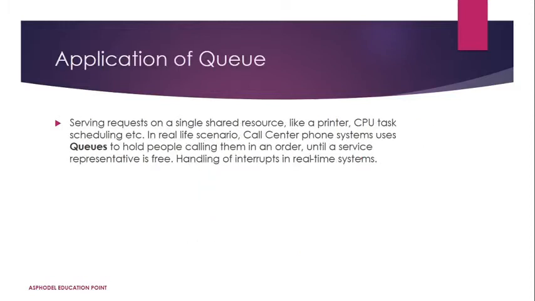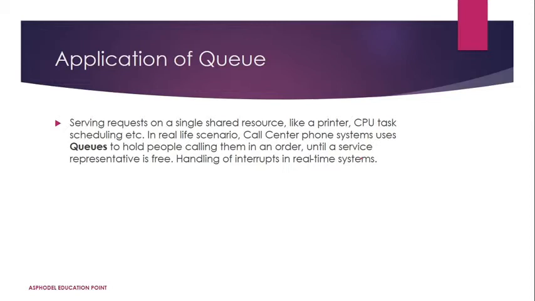Now queue has many applications. Suppose there are a lot of jobs, a lot of people within a network, trying to access a printer. Now the printing jobs will be stored in the printing buffer, in the printer buffer in the form of a queue, because the job will be completed in a serial fashion, because the printer cannot take up two different print jobs at the same time.